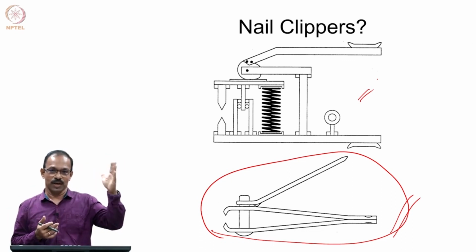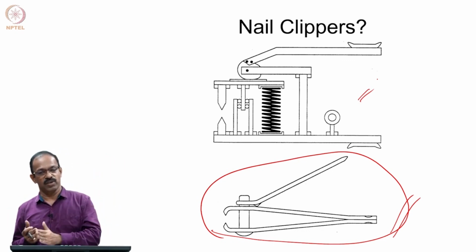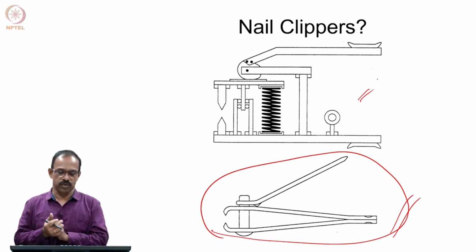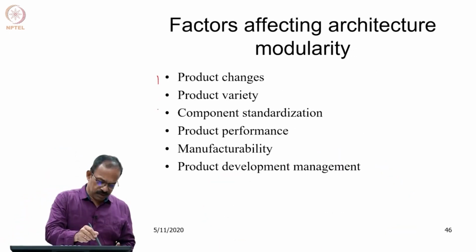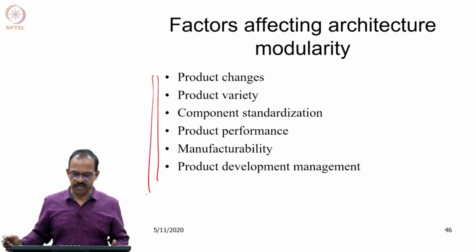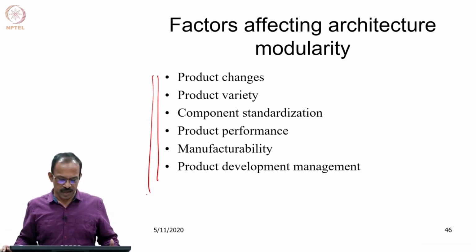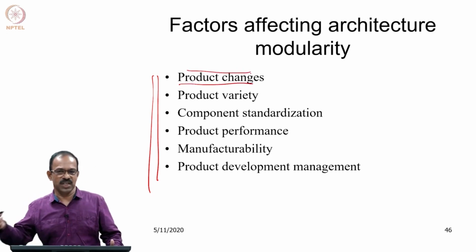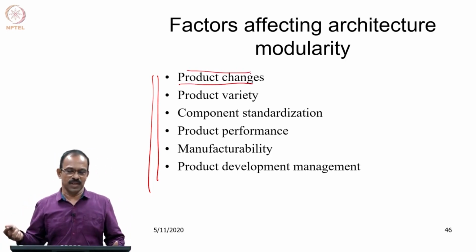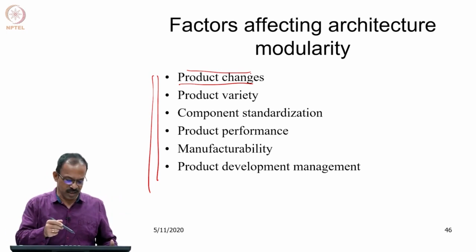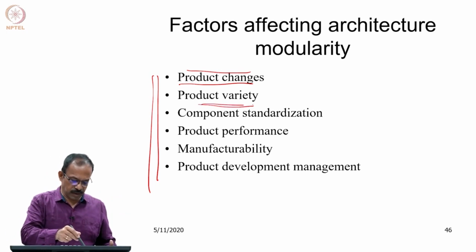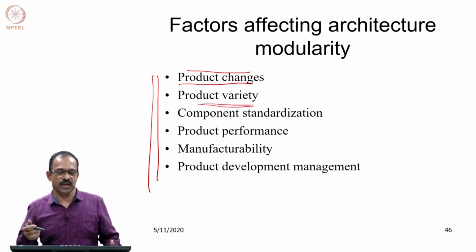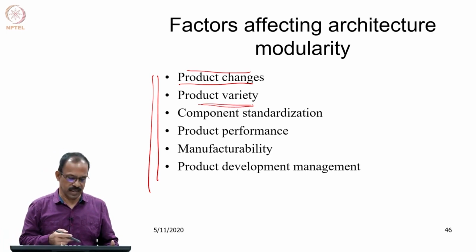So, depending on the portfolio architecture, you can take a call on whether to go for an integral or a modular architecture. We also briefly mentioned the factors affecting architecture modularity. So, the product changes. If you think the product may change after some time, then you may have to go for a modular one, and there is variety, if you are expecting a number of varieties to be brought into the market.